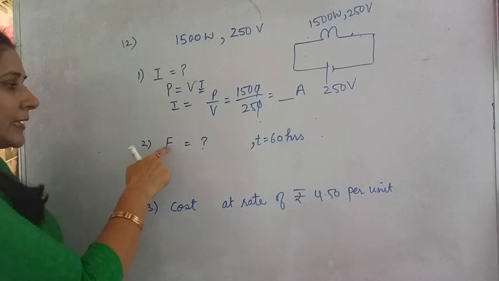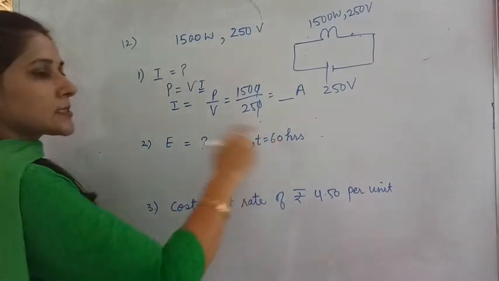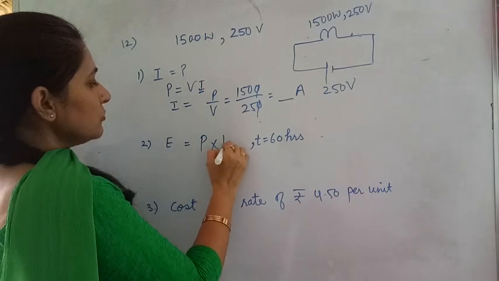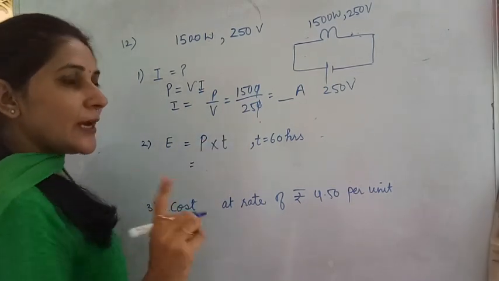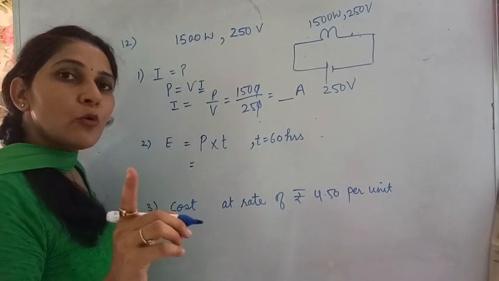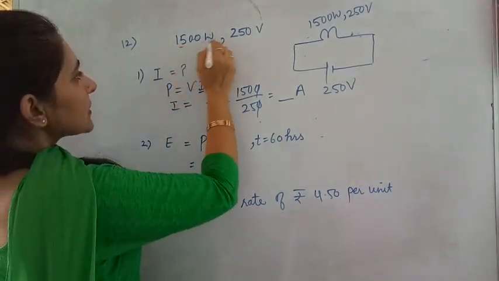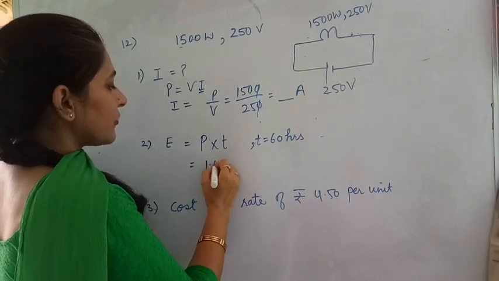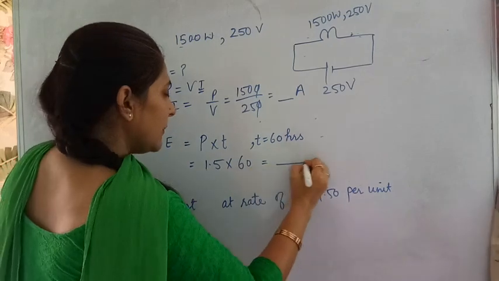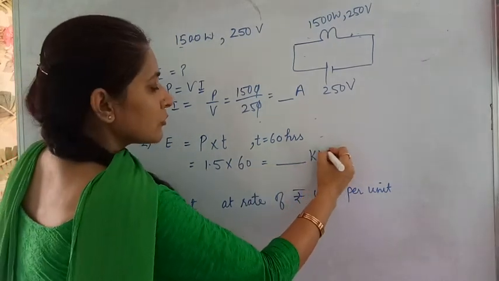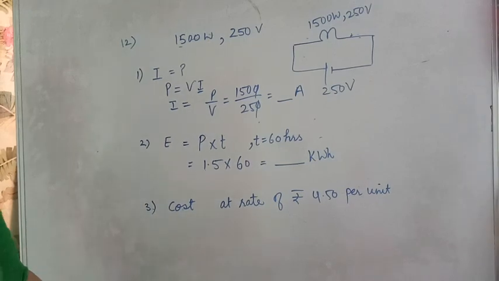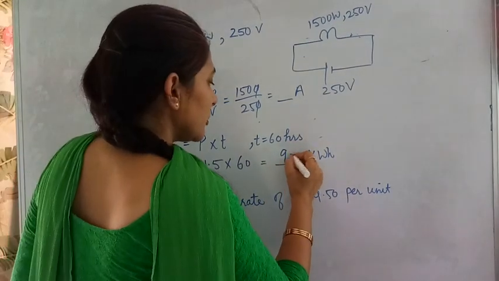Okay, second one, electrical energy consumed in 60 hours. Electrical energy consumed is given by power into time. When we are talking about electrical energy consumed, we are considering power in kilowatt. So first convert this into kilowatt, that is 1.5, into time in hours, that is 60. Whatever value comes, that is your energy consumed in kilowatt hour. Let's find out the answer of this. That is 90 kilowatt hour, beta.